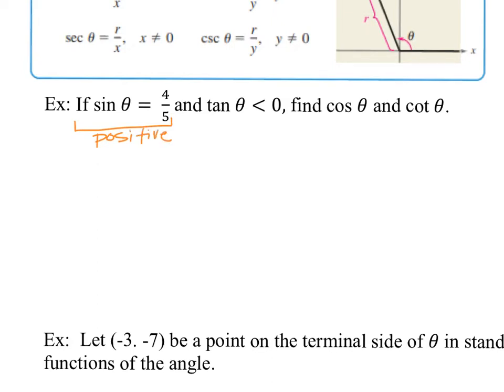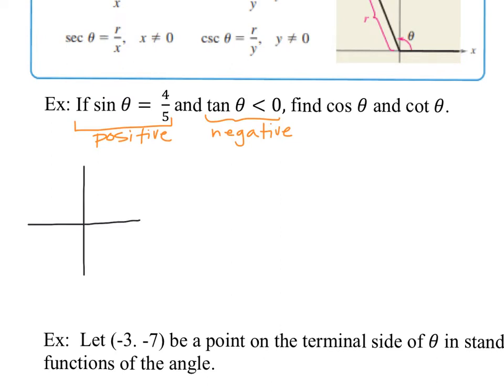If tan theta is less than 0, answers that are less than 0 are negative answers. Our first goal is to determine where we are drawing this picture. Let's start by creating a coordinate system over here on the left. We're just going to draw a big coordinate system.